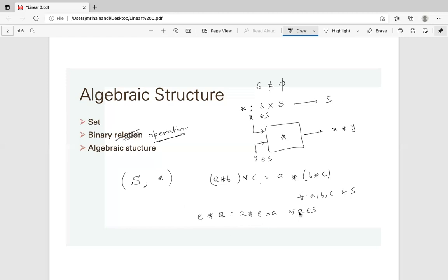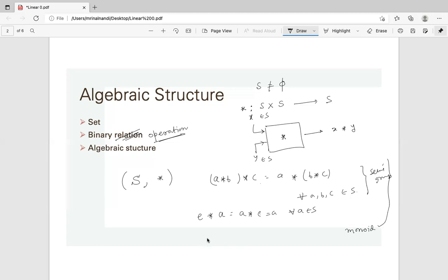If such an element exists, then we call it a monoid. So a structure with just associativity is called a semi-group. Then a semi-group with an identity is called a monoid. Maybe something is a semi-group but not a monoid.